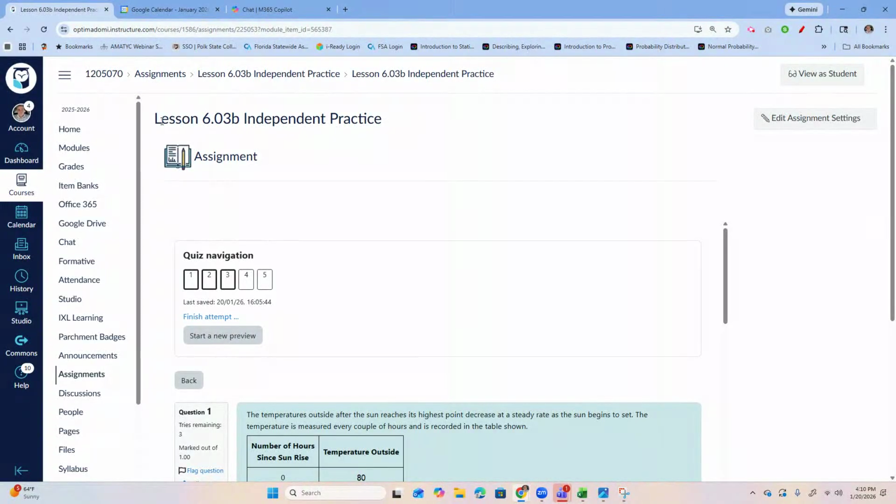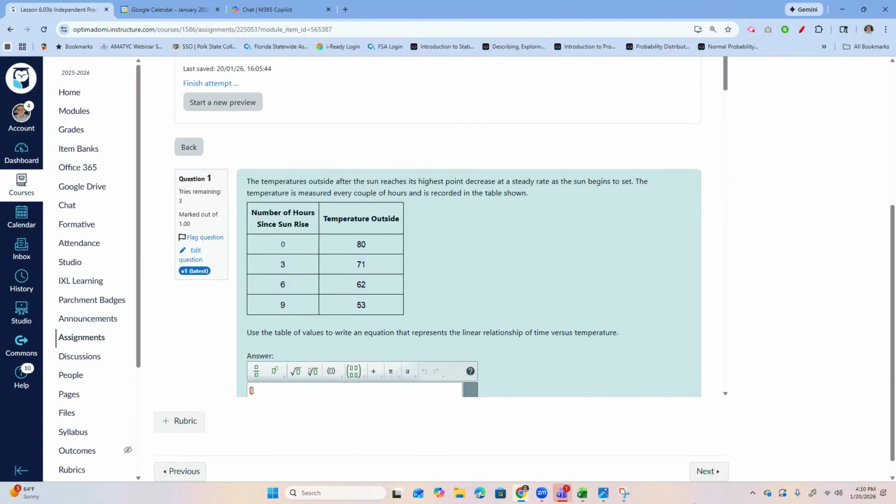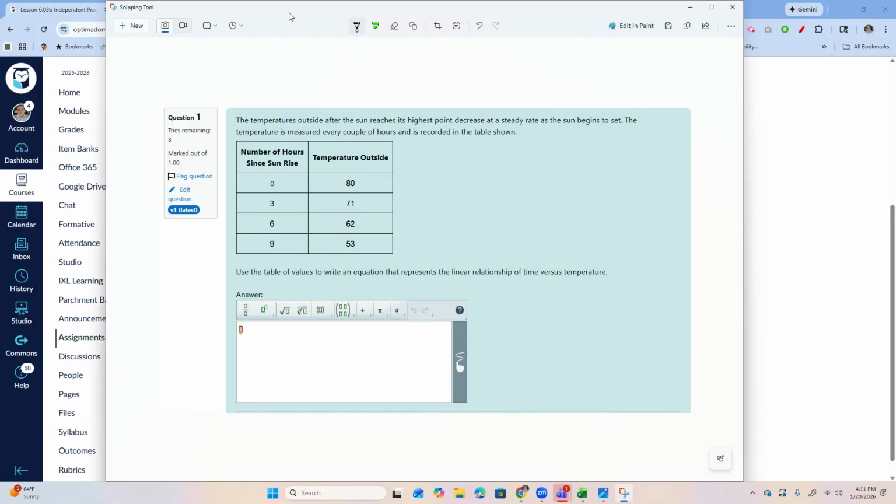All right, here's the video for lesson 6.03B, independent practice. We're going to do the same thing we did in the previous lesson. We're going to find the equation of the line, okay? The only thing is, in the last lesson, I gave you a graph and you looked at the picture, okay?